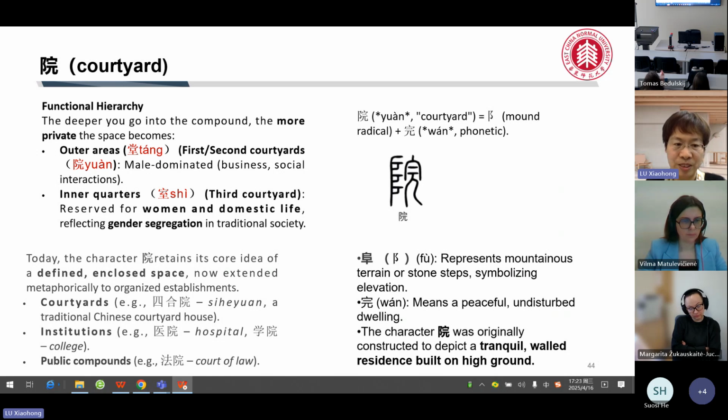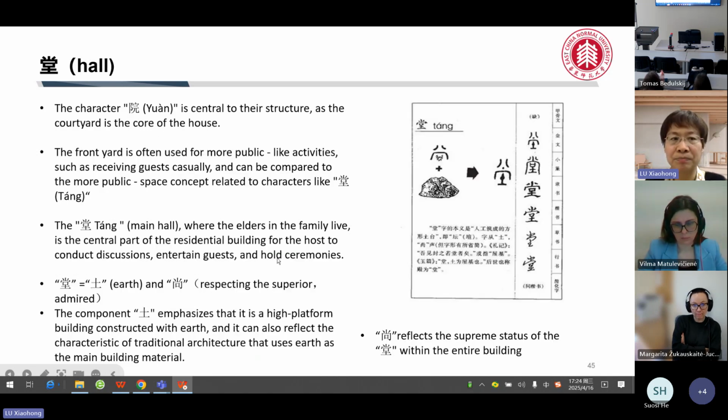other organizations or establishments. For example, we use the word 医院, that means a hospital. When we say 院, it usually has a wall around it, a very organized establishment. And also we have the college, 学院, that means you have a courtyard in it, enclosed or with a wall around it. And then also public compounds like 法院, court of law. So that's the word court. Originally, it meant a tranquil walled residence built on high ground, but gradually it has an extended meaning.